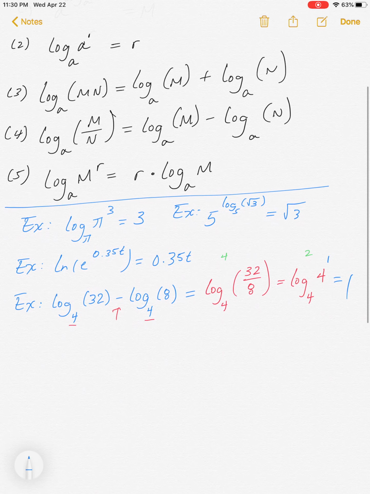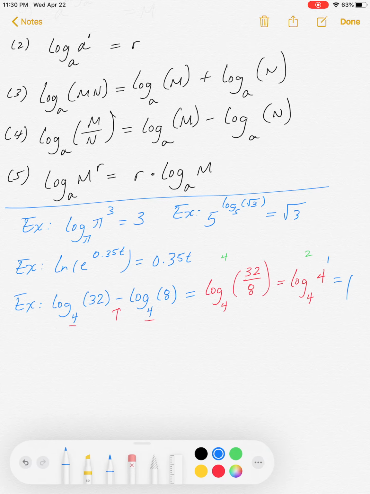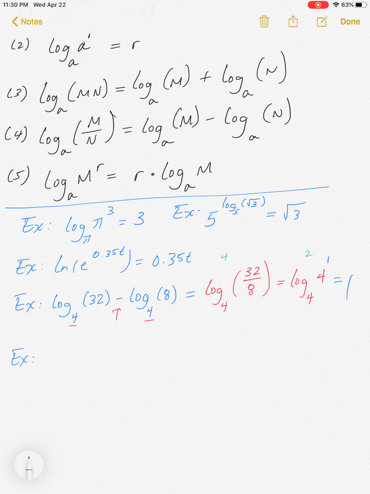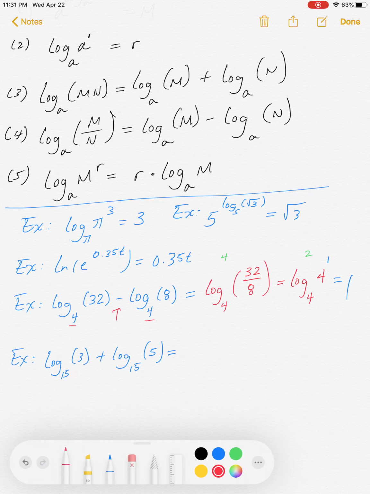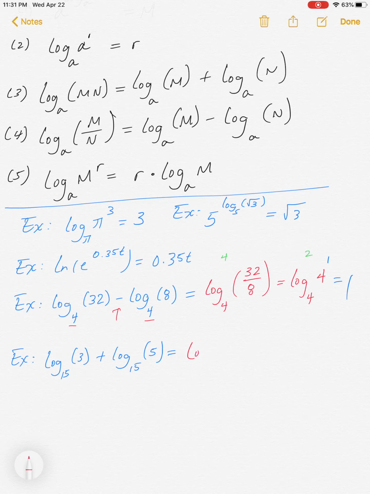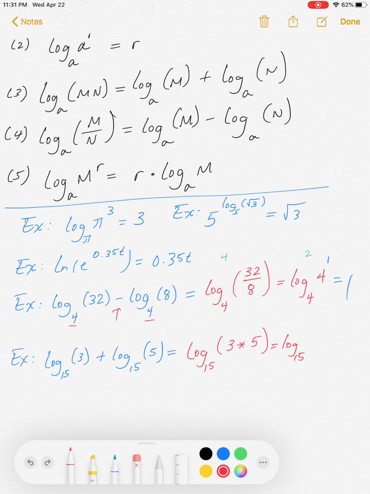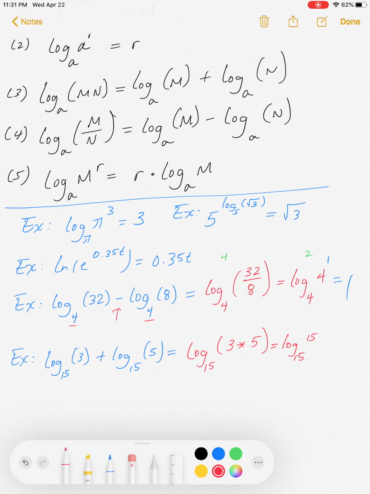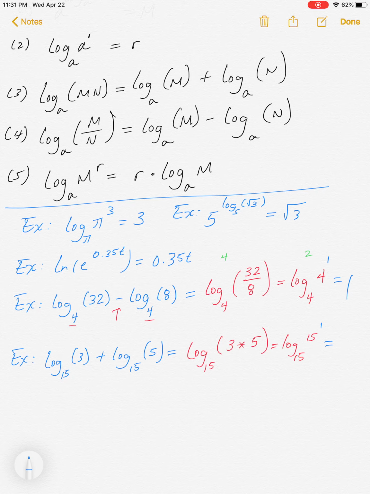Alright. Let's move this guy up right quick. Get us another example. Let's say we have log base 15 of 3 plus log base 15 of 5. Notice that the bases are the same, so we're going to use property number 3 to combine those. Because they're separated by addition, we're going to combine those using multiplication. 3 times 5 equals log base 15 of 15. And again, please tell me the exponent on 15. That's 1. Solution's 1.